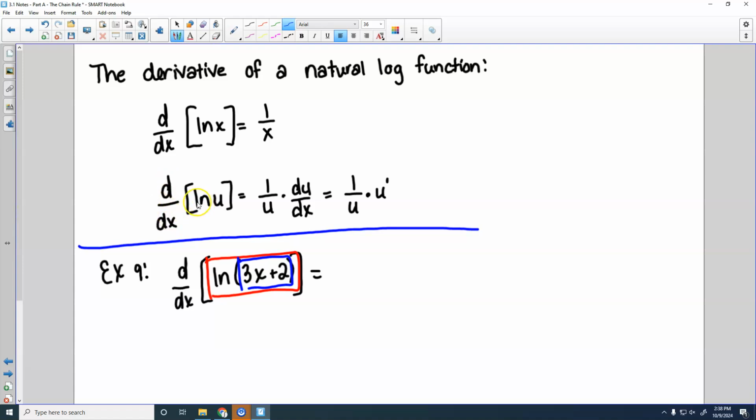If you're taking the derivative of the natural log of u, where u is some sort of function, it may not be x, it might be x squared, it might be 3x plus 4. It might be natural log of 3x plus 2, which we're about to see. Then we would do 1 over u times the derivative of u, which either could be called du over dx or u prime. So I'll give you a second to write that down, and then we also have that first example right there, natural log of 3x plus 2.